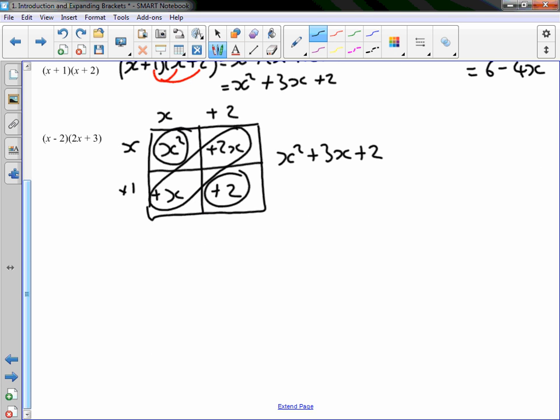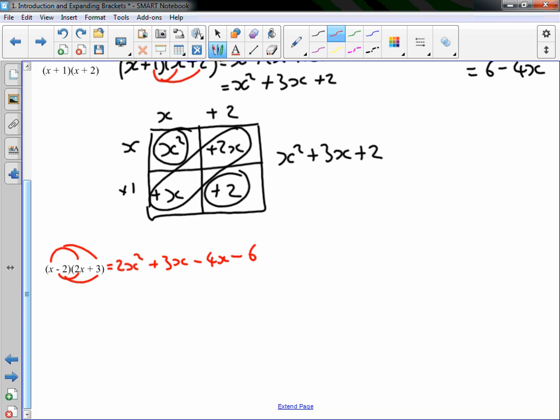Okay, so my final example here is x minus 2 lots of 2x plus 3. So once again, we'll do it exactly the same way as we did before. We can do x lots of 2x, so it's going to give us 2x squared, x lots of 3, plus 3x, minus 2 times 2x, so minus 4x, and minus 2 times 3, minus 6.